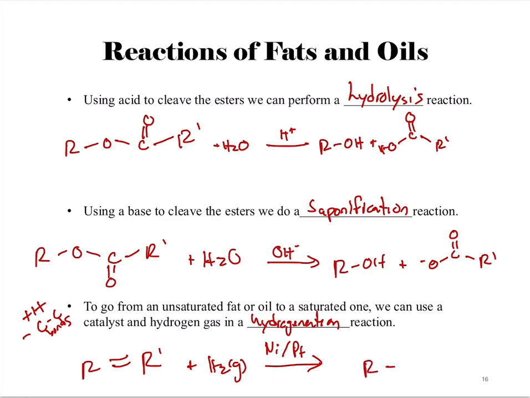And this goes to R prime, and then we just add a hydrogen. Hydrogens across where the double bond was.